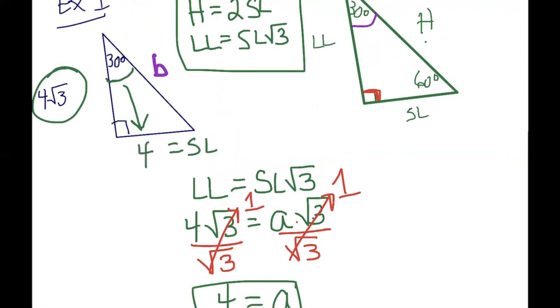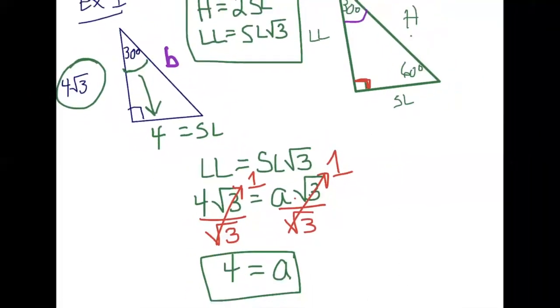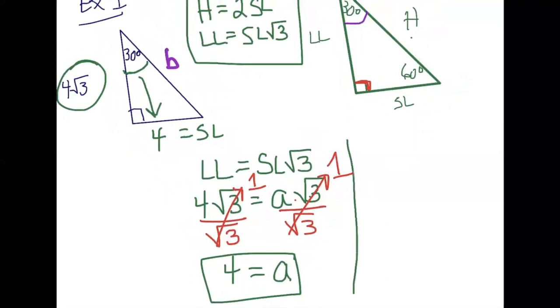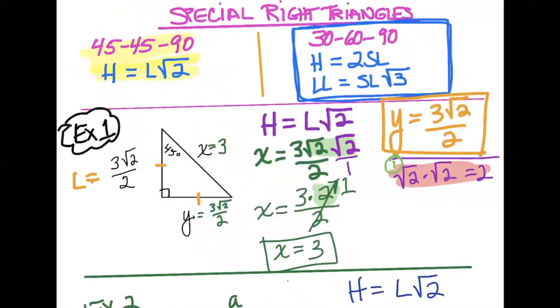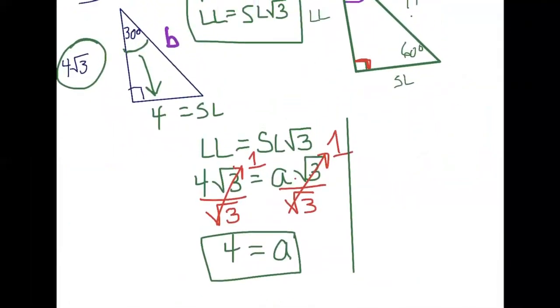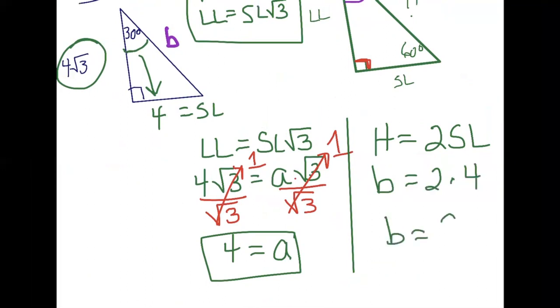4. Yay. And now what's really cool, let me put a line here, is that the hypotenuse is equal to twice the short leg. And so my hypotenuse is B, 2 times the short leg is 4, and oh my God, look at that, it's so awesome. That was simple, right?